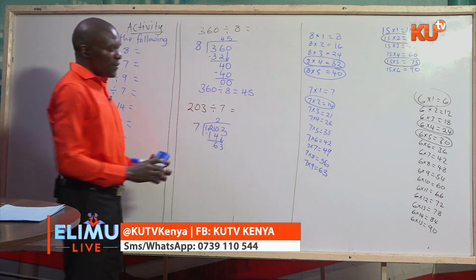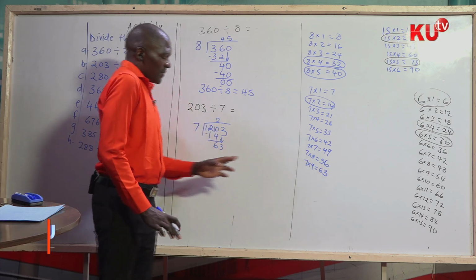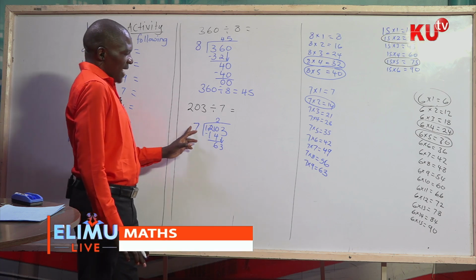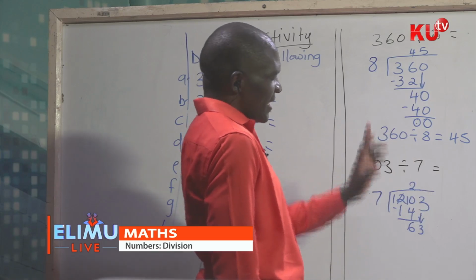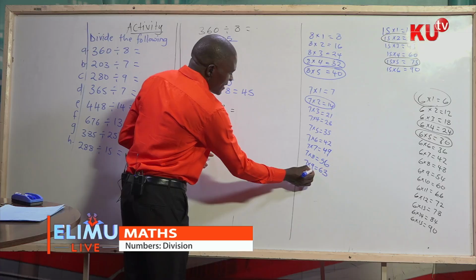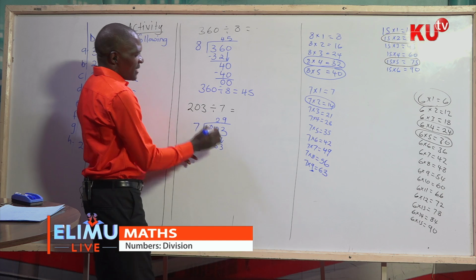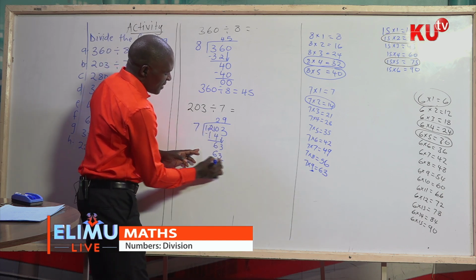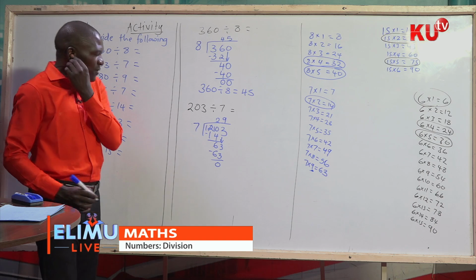So already we know the number that is nearer or the same when you multiply by it to get 63. And that number is 9. So put 9, multiply 9 by 7 to give you 63, then subtract to give you 0.